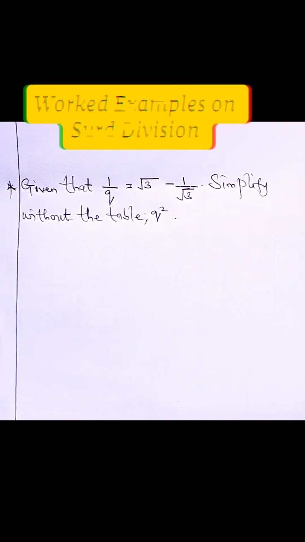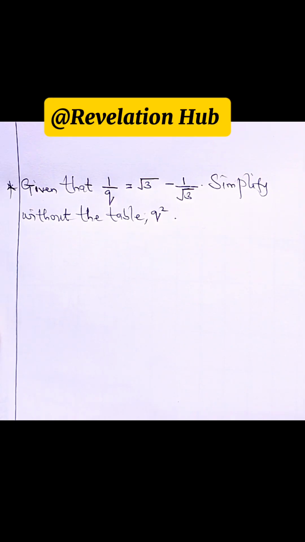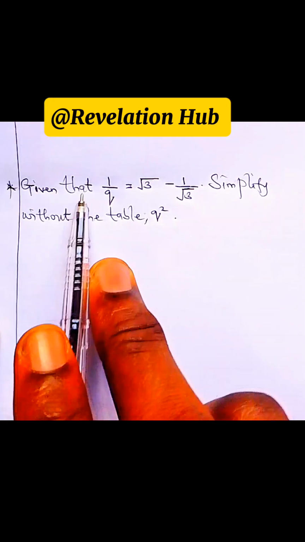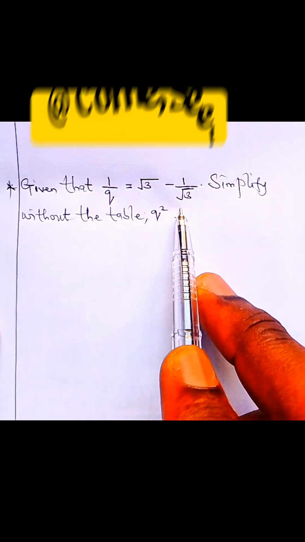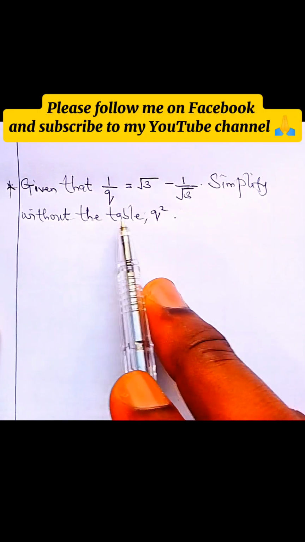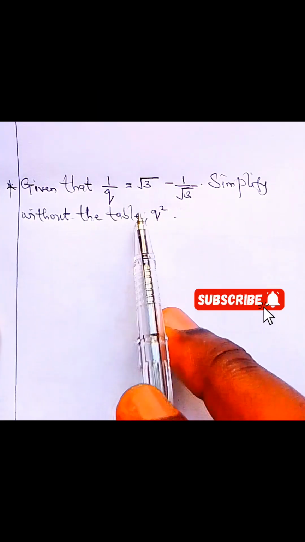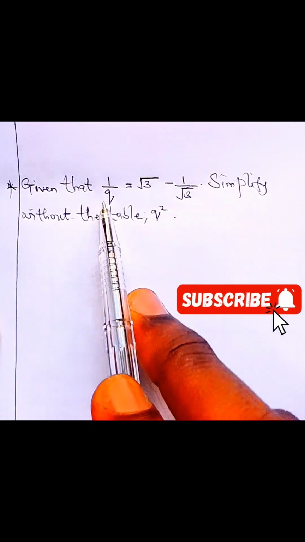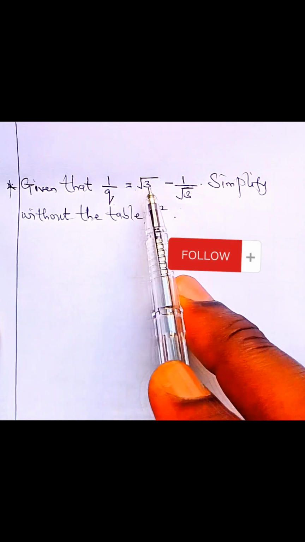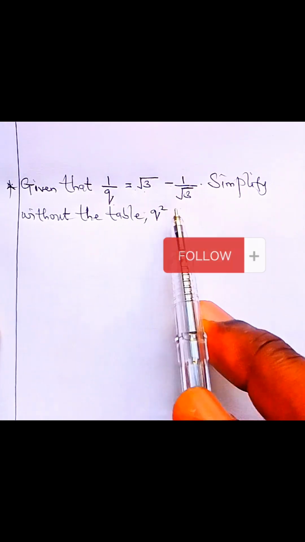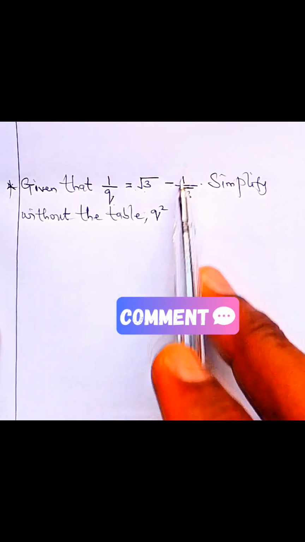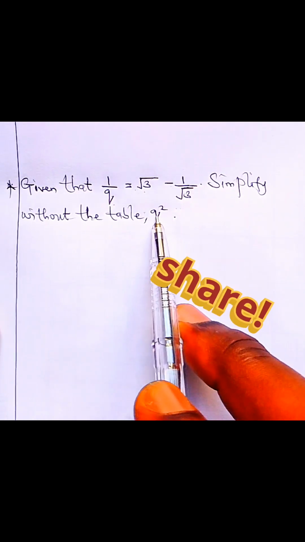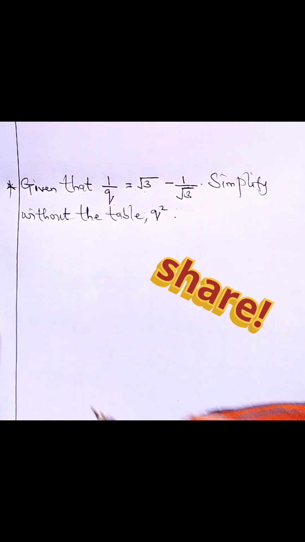Okay guys, here's a third and final example for today's lesson. Given that 1 over q is equal to root 3 minus 1 over root 3, simplify without using the table q squared. So we are asked to get the value of q squared, given that 1 over q is equal to root 3 minus 1 over root 3. So how do we do this? The first thing we're going to do is to solve this up first. By the time we're done solving it, then we can get the square of whatever q is. So let's get to work.